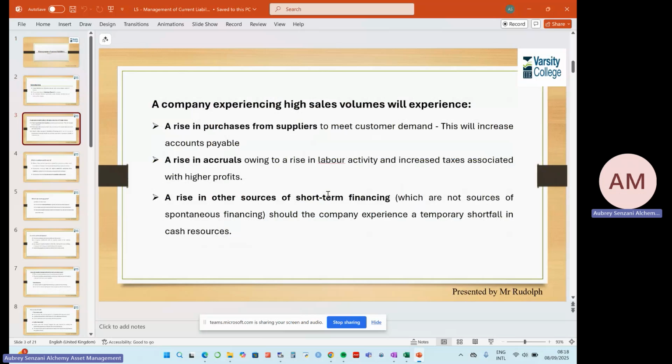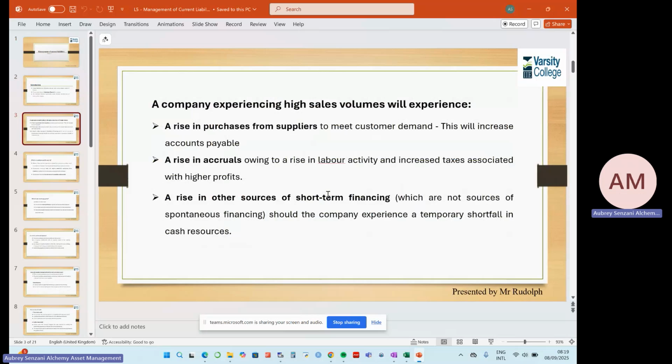So here it says a company experiencing high sales volumes will experience a rise in purchases from suppliers to meet the customer demand. This will increase accounts payable. Because as demand is increasing, it doesn't necessarily mean that we have been selling for cash, which means we might not have cash available to us to go and buy more inventory. And so we end up saying to whichever supplier we operate with, can we please take inventory or whatever goods necessary on credit?